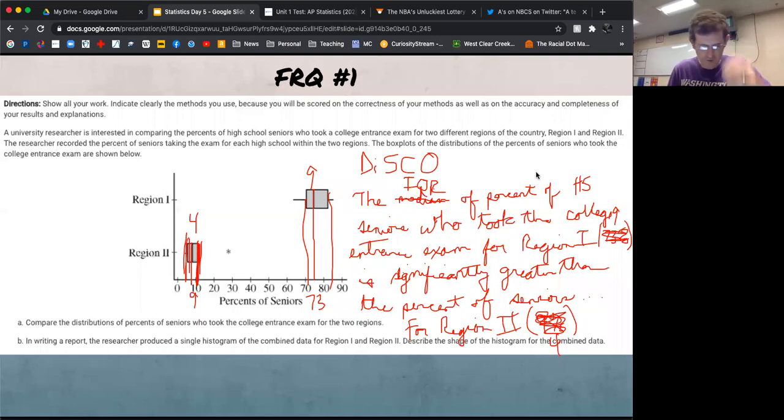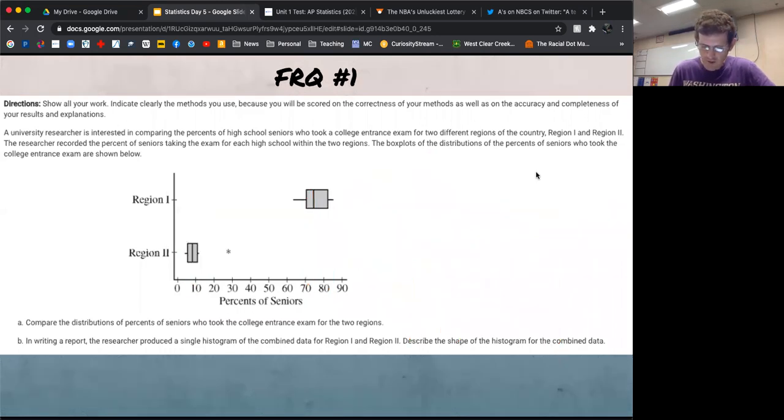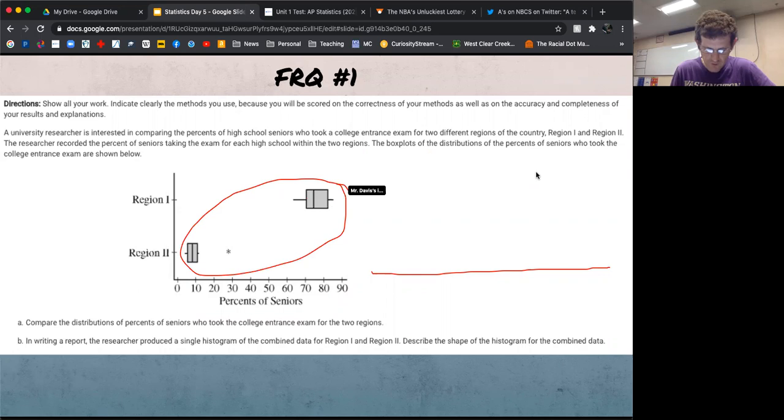In writing a report, the researcher produced a single histogram of the combined data for Region 1 and Region 2. Describe the shape of the histogram. Well, this is where, if we took all this data and just mashed it down, if I drew a distribution of this data set right here, it looks like it's going to be normally distributed about right there. This one's going to be distributed about right there. I don't know if it's normally distributed. We'll talk about that more. And there's going to be a little bit of an outlier right there. So that's what I'm going to think. I've got a hump of data right here, this little outlier, and then another hump of data.